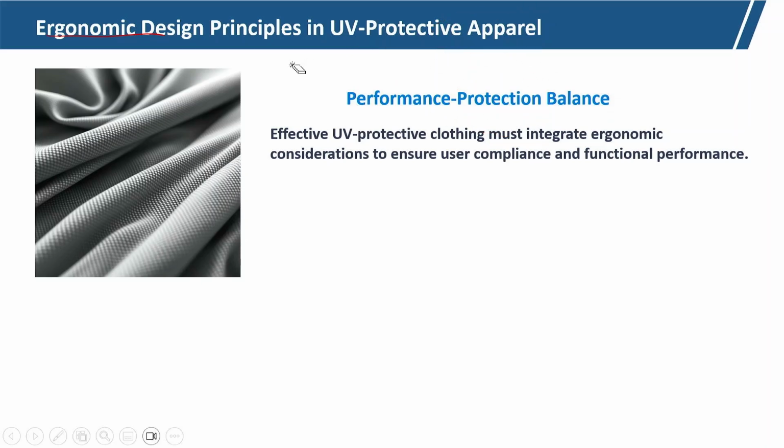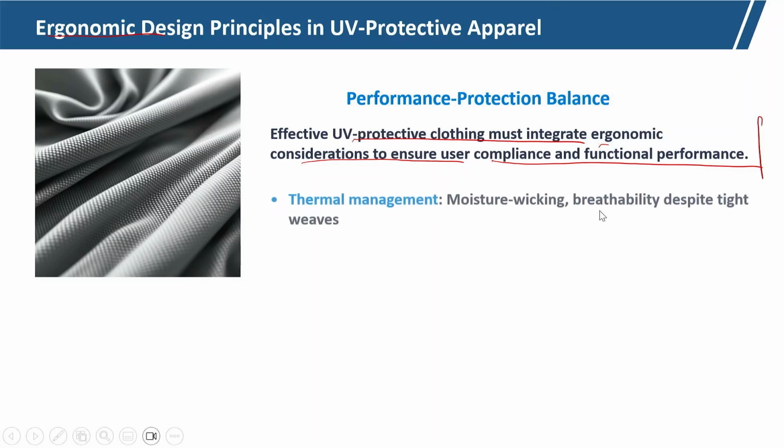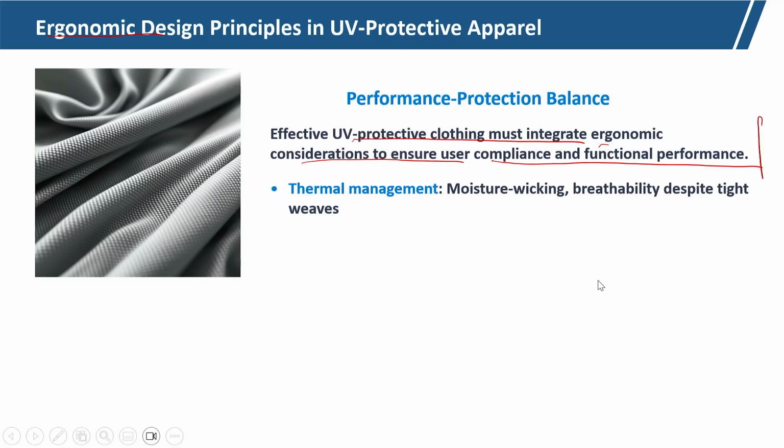So, effective UV protective clothing must integrate ergonomic considerations to ensure the user's compliance and functional performance. That is very important. Otherwise, if he is not feeling comfortable, then he may not use that protective textile. That means you cannot ensure the compliance, and the person will be at risk of UV damage. So, what are these ergonomic or comfort related design aspects?